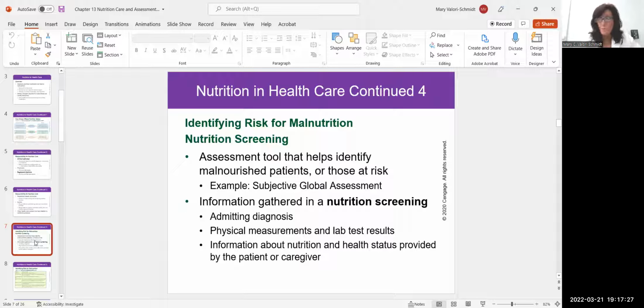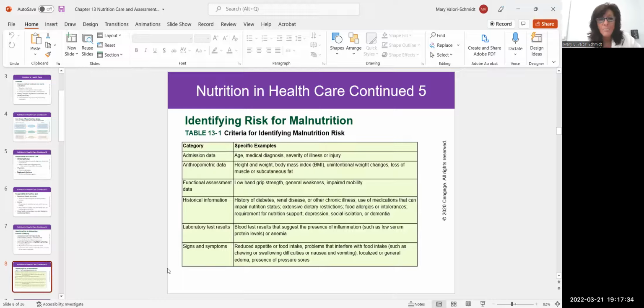And so the criteria that we use to identify the risk for malnutrition: what is their age, their diagnosis, severity of illness or injury, right? When we talk about anthropometric data, that is standardized data like their height, their weight, their BMI. Have they unintentionally lost a significant amount of weight in the past, like 6 months? Has there been loss of muscle or subcutaneous fat? We'll do a functional assessment. What's their hand grip strength? How strong are they to be able to get up and down, ambulate, right? Is their mobility impaired?